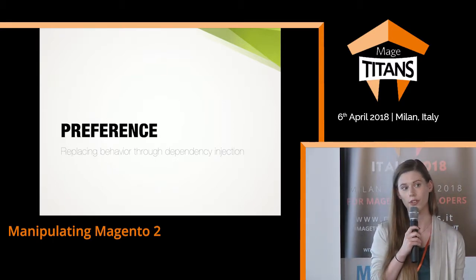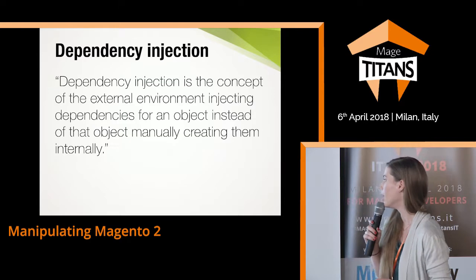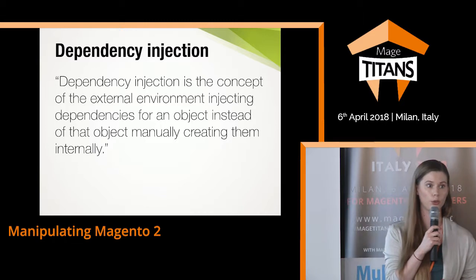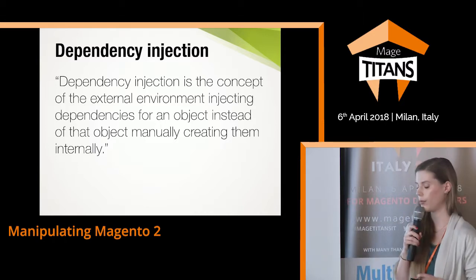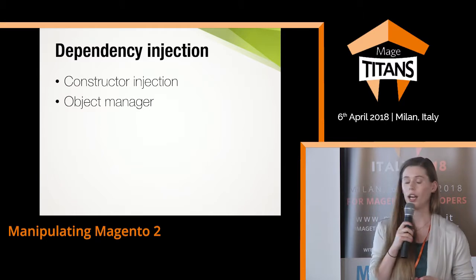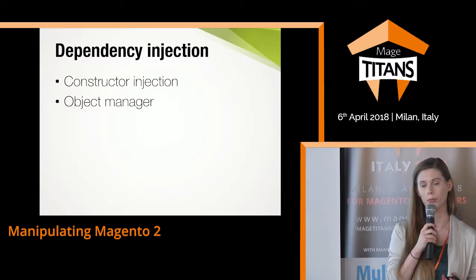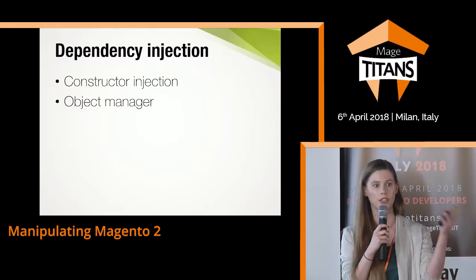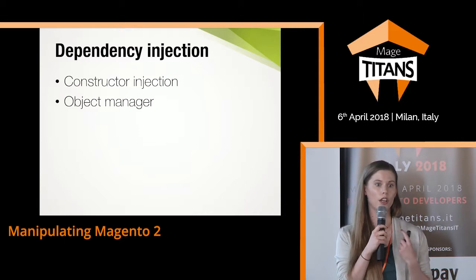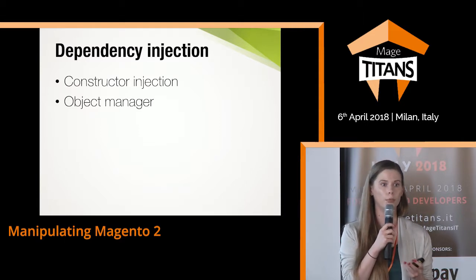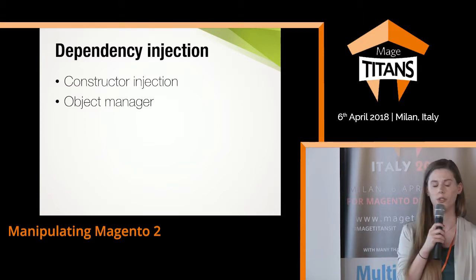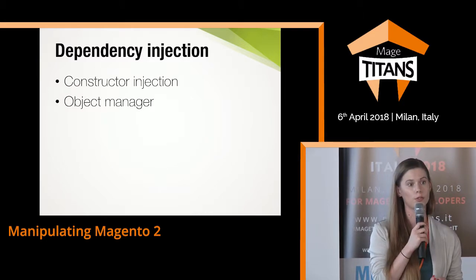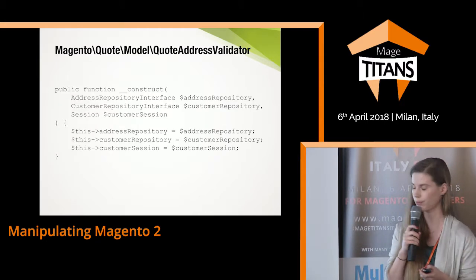Why do you use preferences? To replace behavior. The first thing you need to know about preferences is actually dependency injection. Magento 2 uses dependency injection in the constructor, and the object manager is there. Dependency injection is the concept that an external environment injects the objects that your class needs, so your class does not need to make those objects. In Magento 2, those objects are injected via the constructor, and the object manager is responsible for creating them.